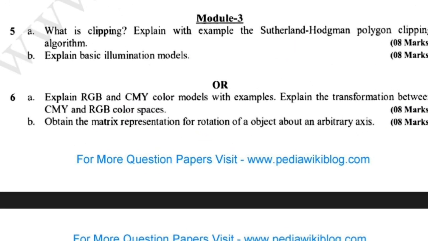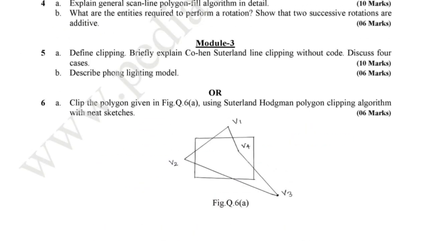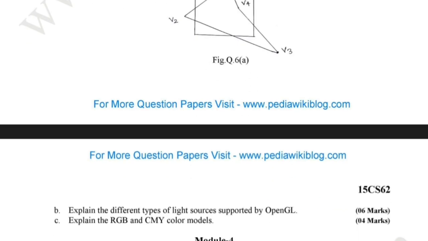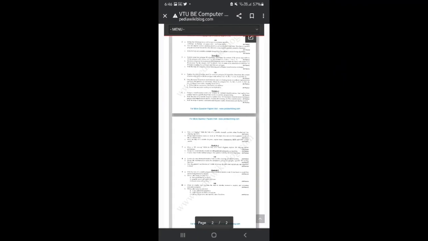Then what we have is the clipping. Explain Sutherland-Hodgeman, basic illumination model, RGB, CMY, matrix representation about arbitrary axis. And here also is the same thing. I guess this is the same question paper.